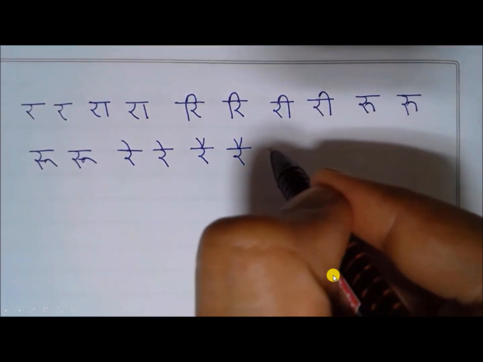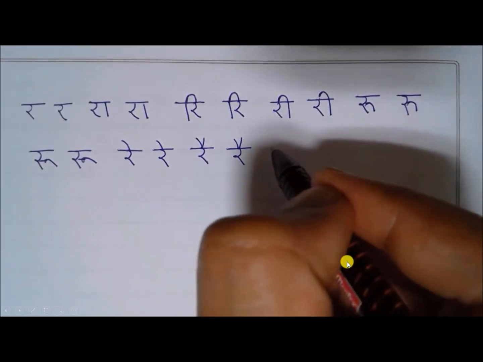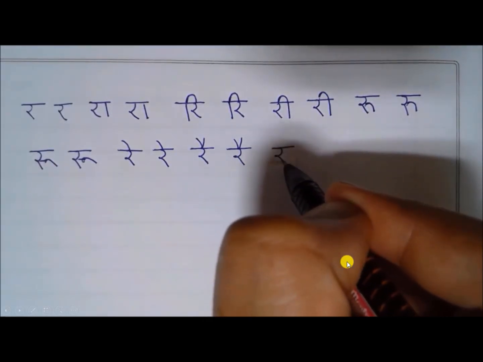Okay. The next sound is ro. And you get this sound ro when you add r to o. R plus o equal to ro. R plus o equal to ro. And ro is pronounced like ro in rotate. Rotate. Okay. And ro is written like this.